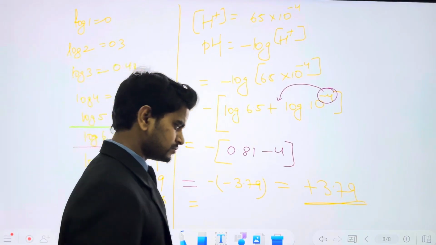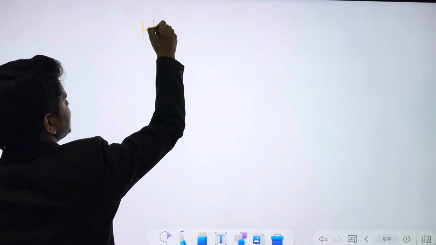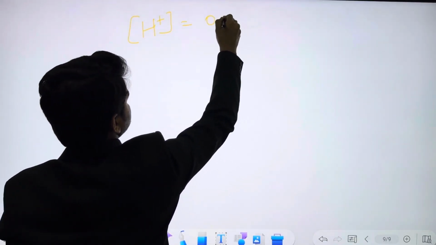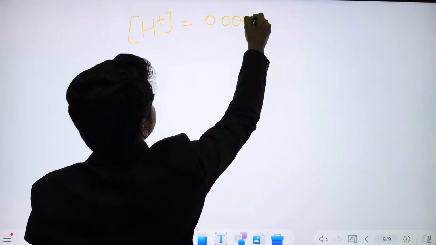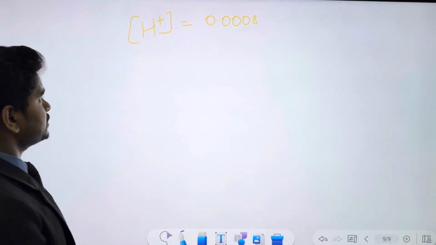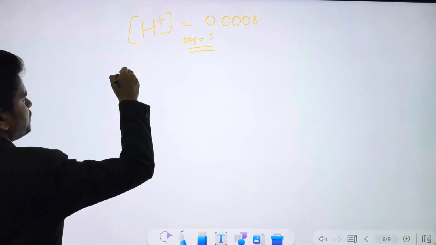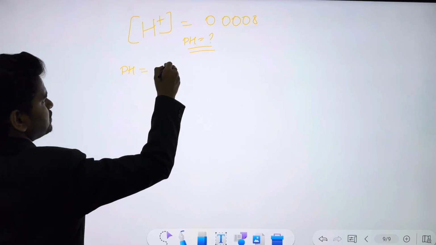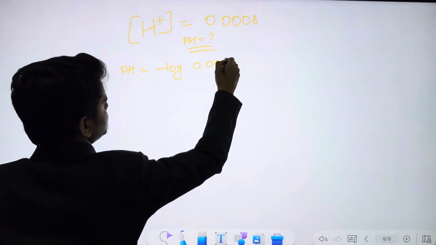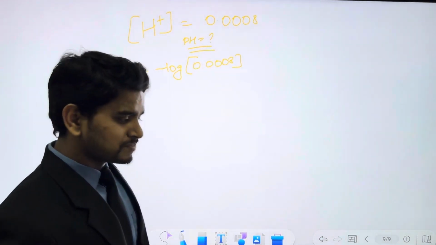Okay. Let's do one more question. You have been given the concentration of acid as 0.0008. Let's assume this has been given. How to find the pH? pH is question mark, and we know pH is equal to minus log H plus, so minus log 0.0008. How to find the pH of this value, sir?